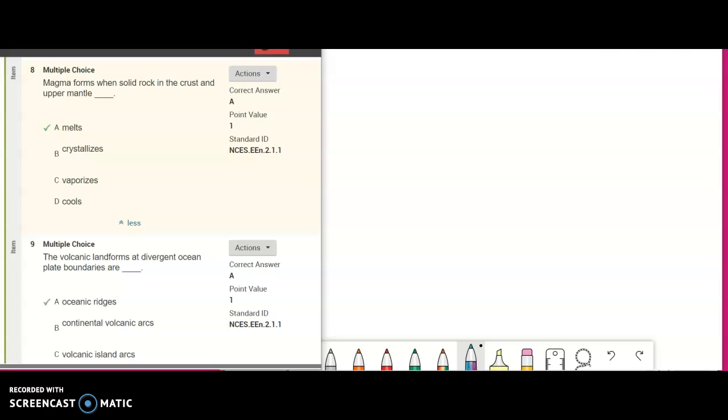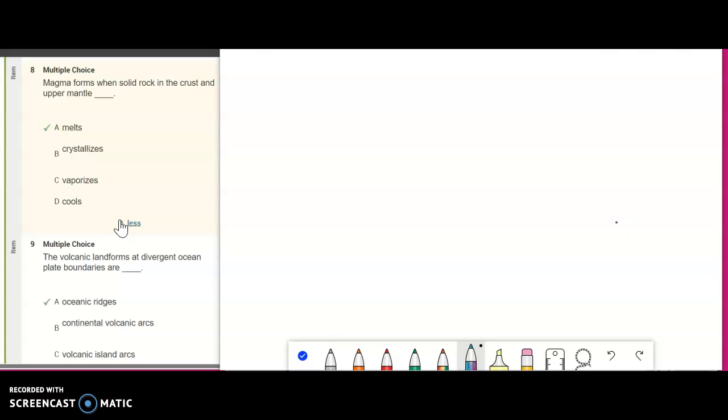Number 8. Magma forms when solid rock in the crust and upper mantle do what? When you've got your solid rock in your upper mantle, your earth, you've got your upper mantle here, lower mantle here, upper mantle, lower mantle. Then you've got your crust. This is your lithosphere. This is your asthenosphere. Remember that, guys? Asthenosphere is right here. That's the part that melts. So when you have magma that forms with solid rock in the crust and upper mantle, it melts.